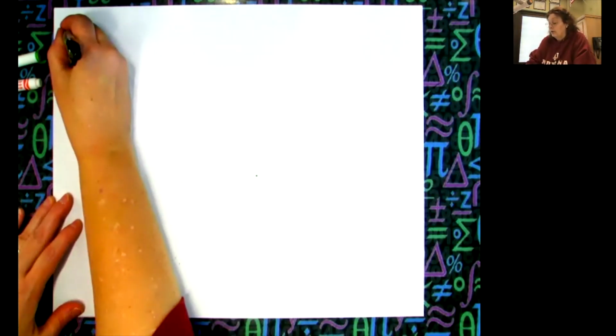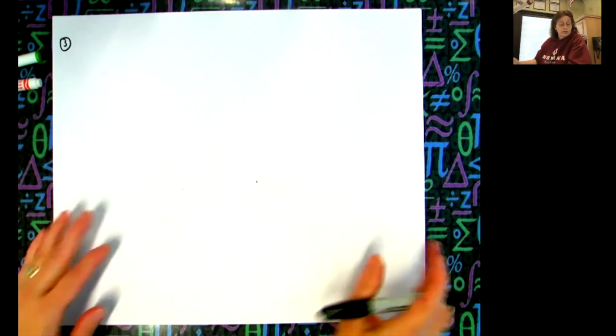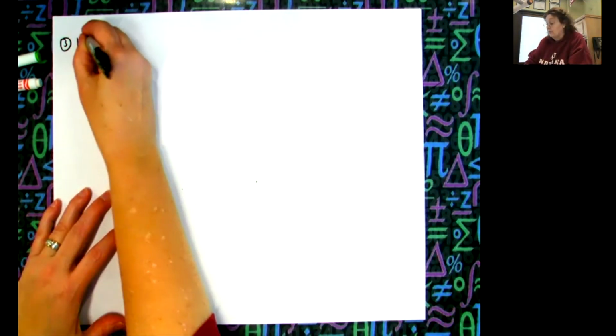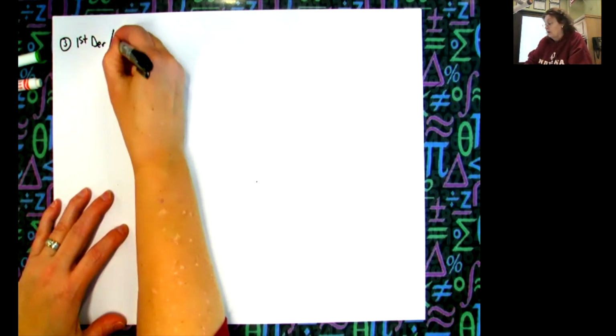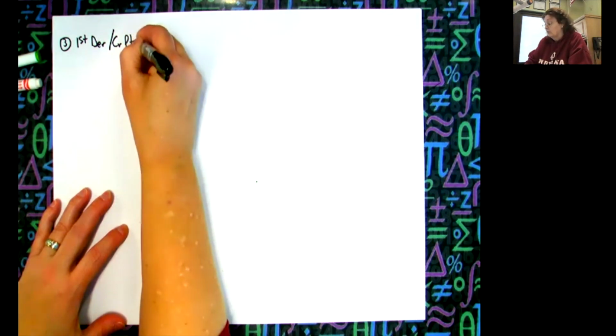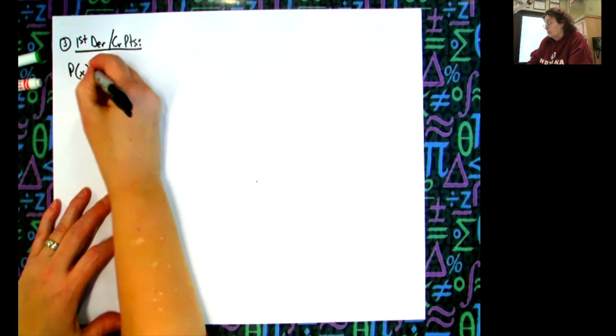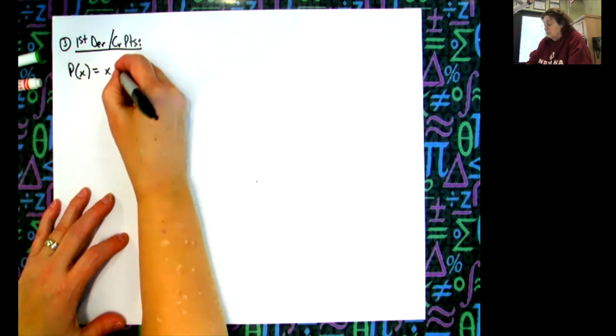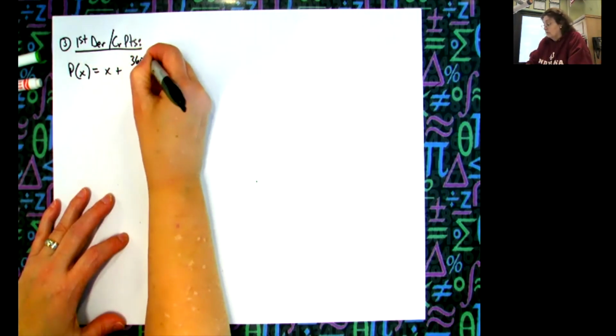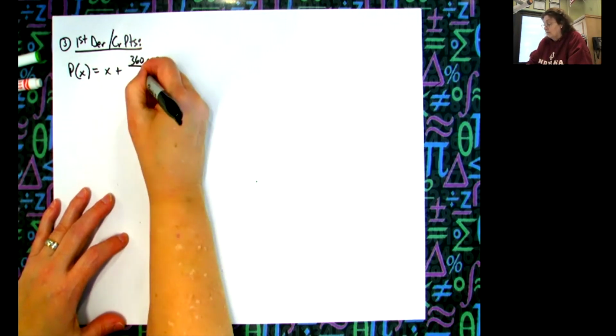So our third step is going to be our first derivative and our critical points. Like I said, I'm going to rewrite that function that I just had on the other piece of paper. So P of x equals x plus 360,000 over x.